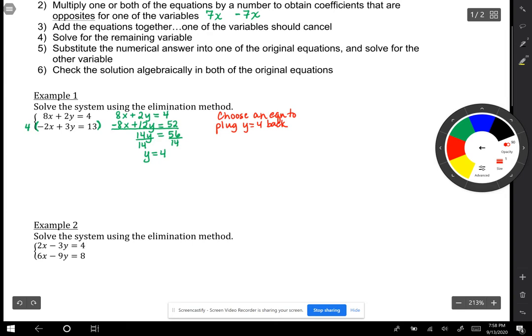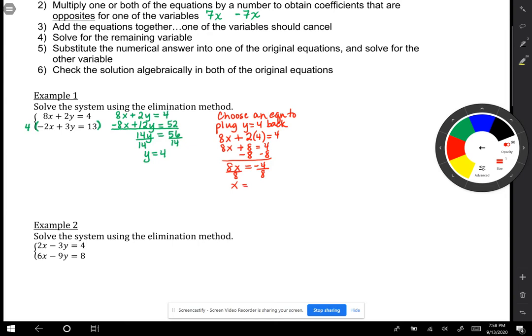And you don't choose any of your stuff that you worked out. You want to choose an original equation. So I'm going to use 8x plus 2 times y, and we said y was 4, equals 4. 8x plus 8 equals 4. Subtract 8. 8x equals negative 4. Divide by 8. Don't divide by 4. And x equals, a lot of students here put negative 2, and I have no idea how they could even get it when the top number is smaller than the bottom number. So that would be negative 1/2.